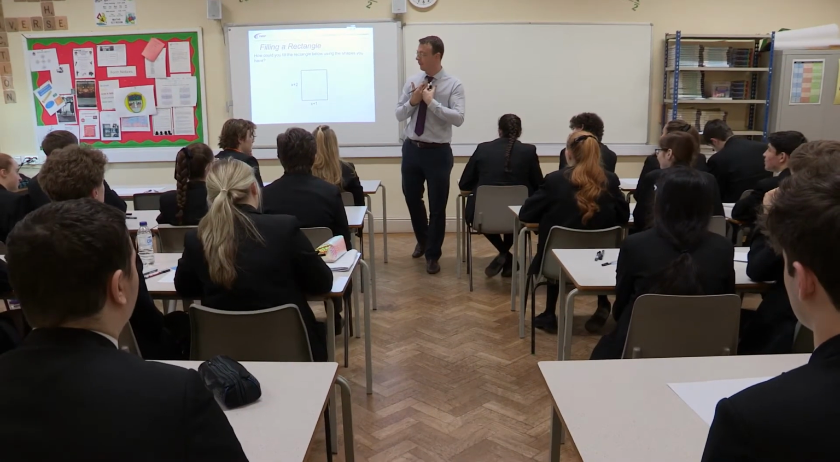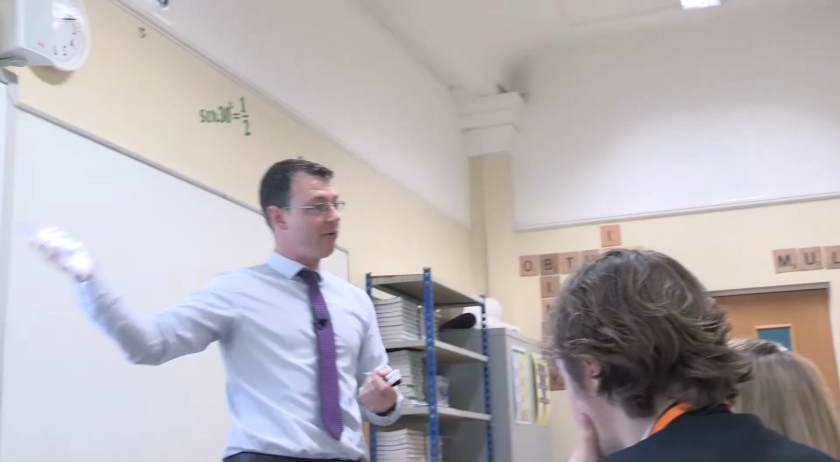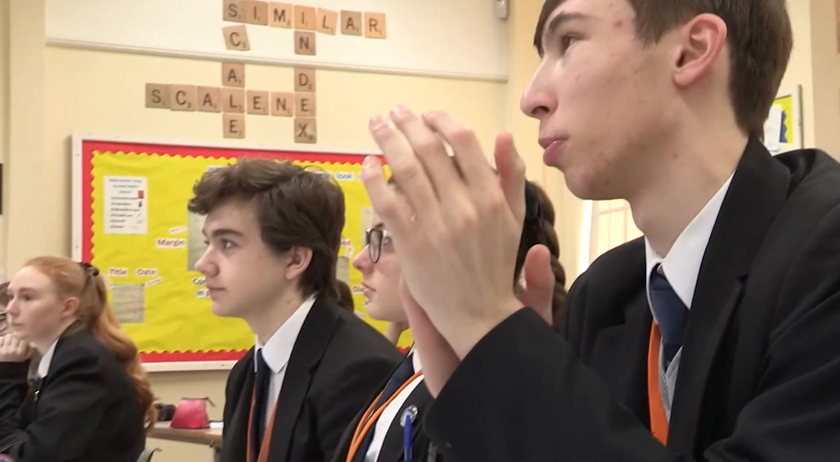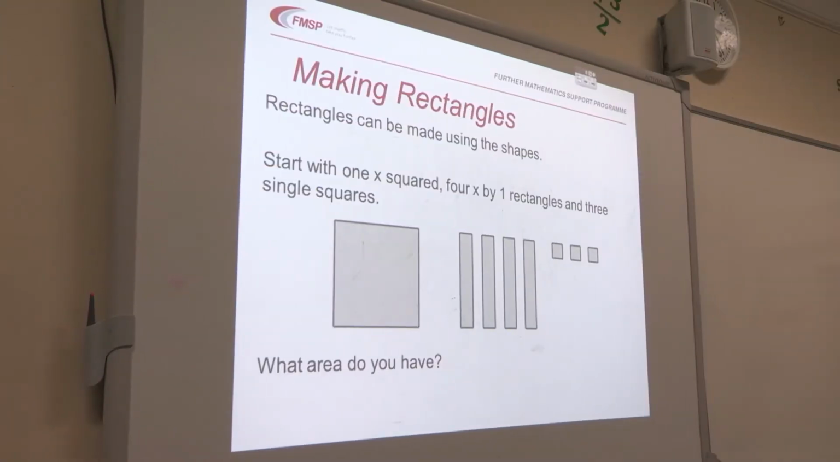Drawing the whole class together, the teacher shares and confirms students' findings. What's the total area of that rectangle? x squared plus 3x plus 2. Yeah, good. Start the other way round now. Next, to specify a set of tiles that students must use to make rectangles.